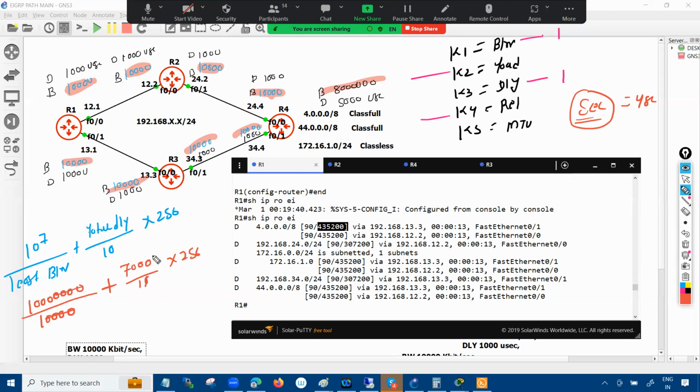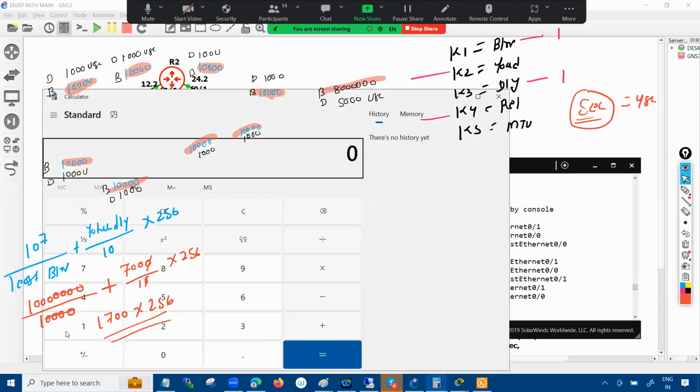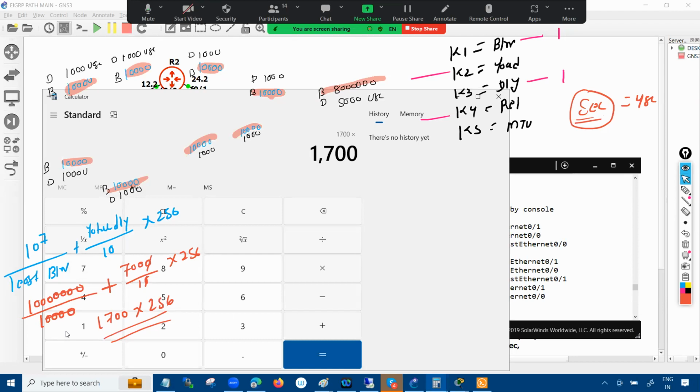And in the same way, I'm going to divide this one. You will get 1000 plus 700, which becomes 1700 into 256. If you open the calculator and calculate 700 into 256, you will get 435200. Same values.